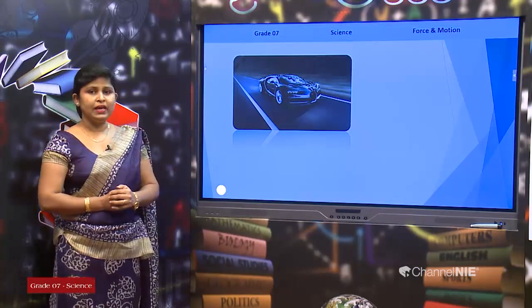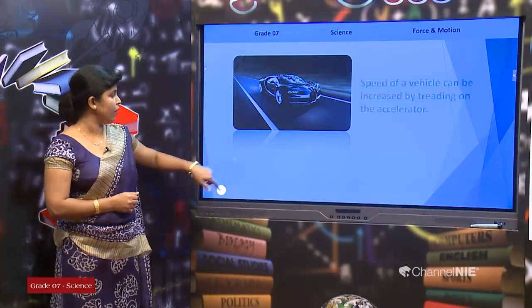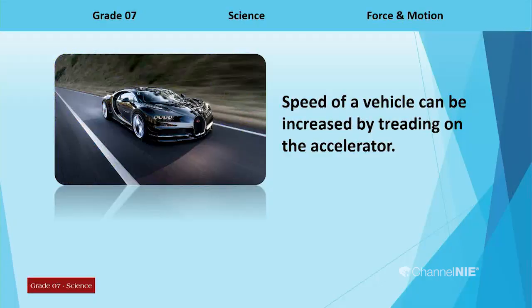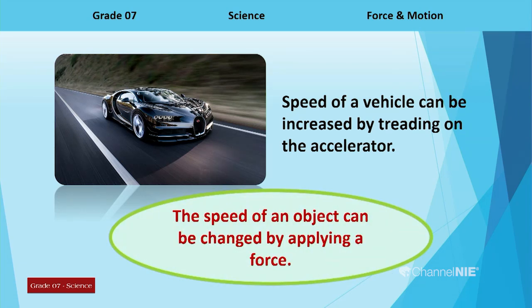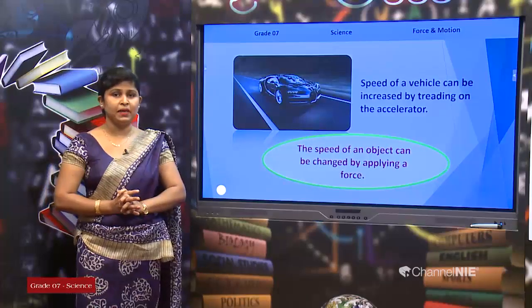You can see a vehicle which is moving along a road. The speed of the vehicle can be increased or decreased by treading on the accelerator. The speed of an object can be changed by applying a force. That is the final result of applying the force.